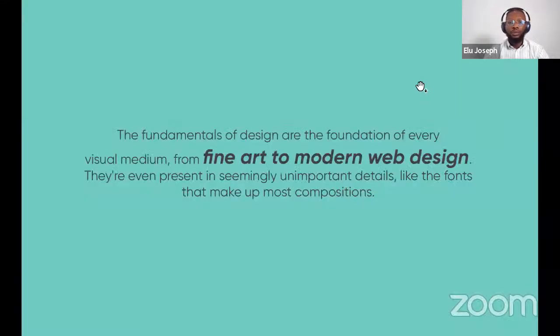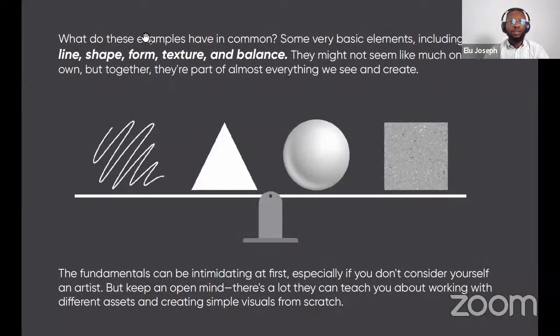Now, balance. See, all these are the fundamentals, from the scribbled lines to the triangle shape, to the form on the circle that gives it a shadow through light and perspective, and the texture on the square shape, and the line that creates balance. Those are the five of them: line, shape, form, texture, and balance.